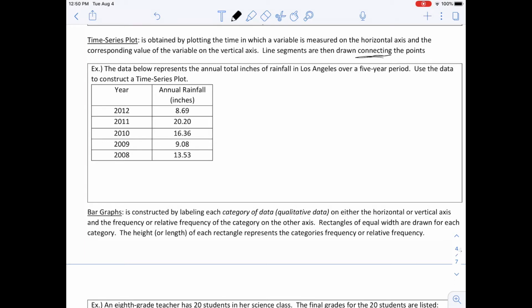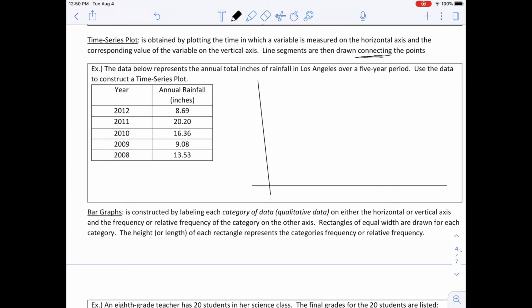So the next example says the data below represents the annual total inches of rainfall in LA over a 5-year period. Use the data to construct a time series plot. So constructing our graph, we have a vertical axis, which for this problem is going to represent annual rainfall in inches, and a horizontal axis, which is going to be our time.